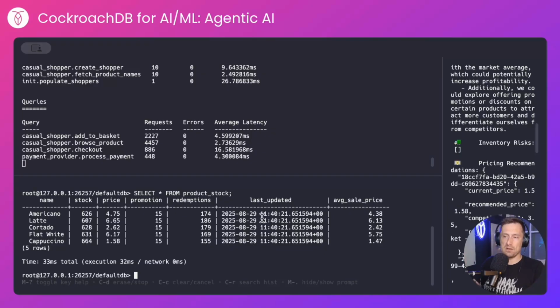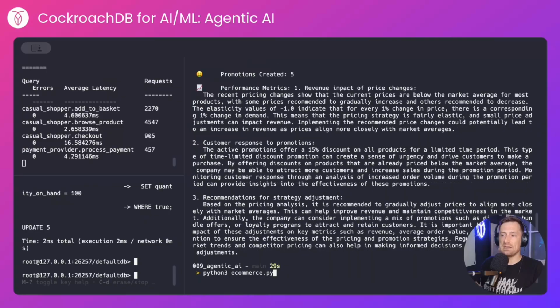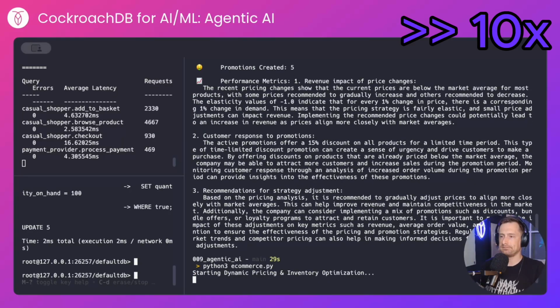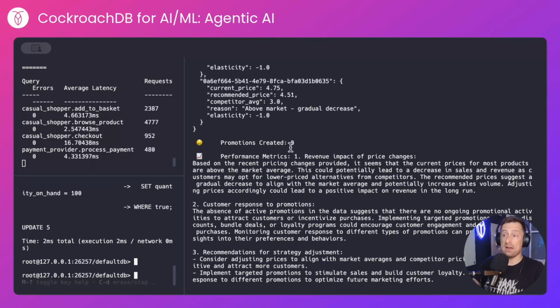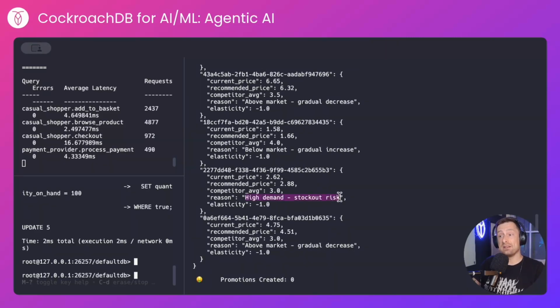Let's try another scenario. Let's set all the stock to be low now, and the customers aren't slowing down. If I run the agent workflow again, that's finished. This time we haven't created any promotions because we don't need to, although we have adapted the prices slightly. Note here now that because we have a stock out risk, because of perceived high demand, we're actually recommending a slight price increase to help cope with that supply demand problem.